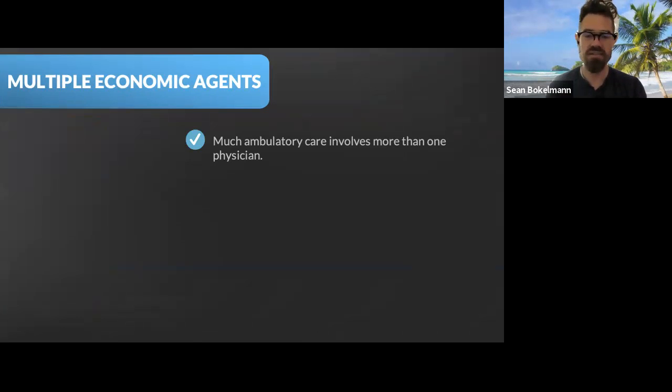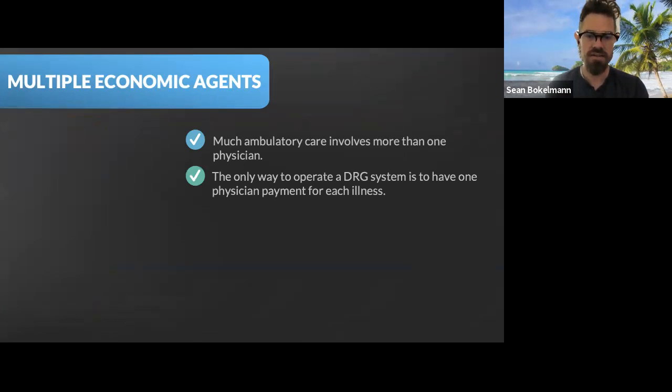There's many economic agents. And so the only feasible way for a DRG system to work with physicians in this setting is to have one physician payment for each illness. Now, how would this possibly be? How could this be possible, particularly in areas where multiple physicians might be needed?